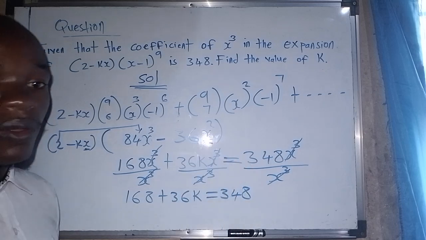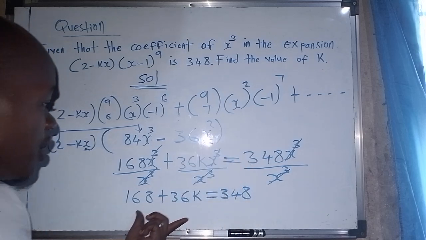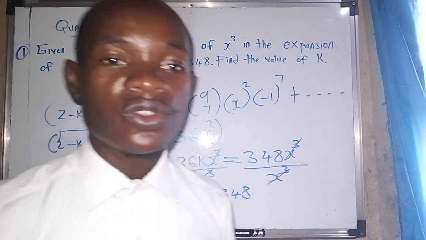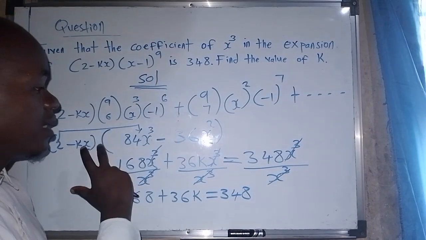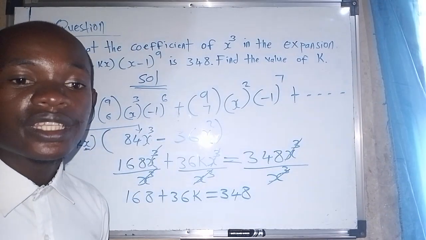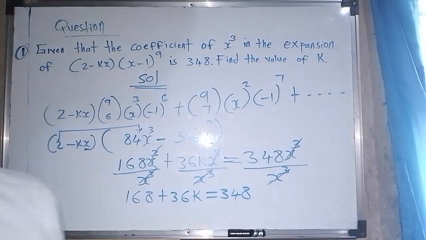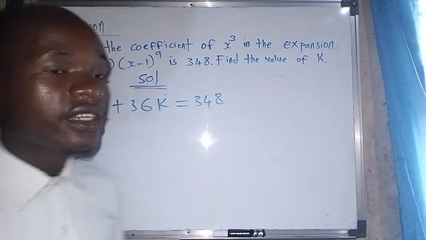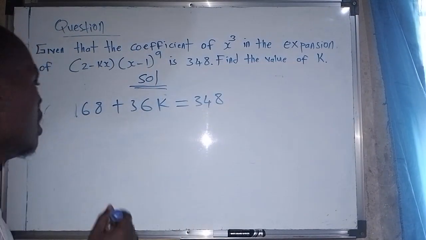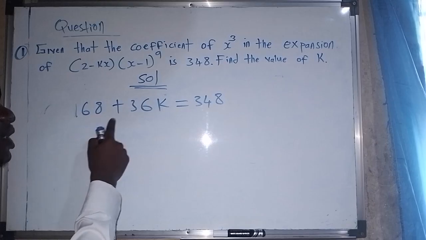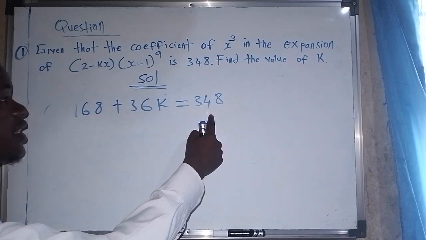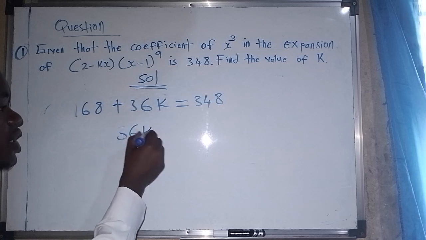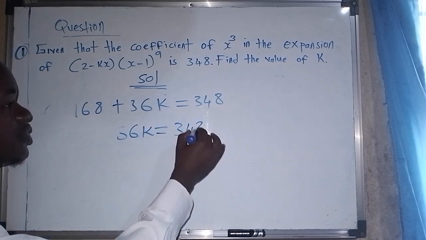Okay, so when we reach this stage, this is a simple equation. So we just have to solve for the value of k. So I'm going to move the upper part so that we can finish solving our question. Okay, so what I have done, I've moved this part. Now we have 168 plus 36k equals to 348. So we want to find the value of k. So 36 will remain where it is. Also 348 will remain where it is.